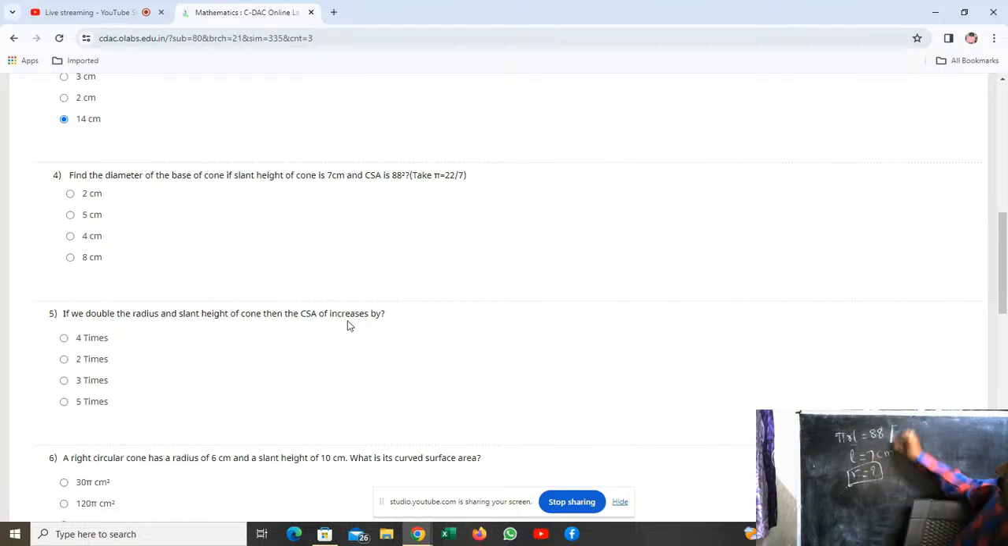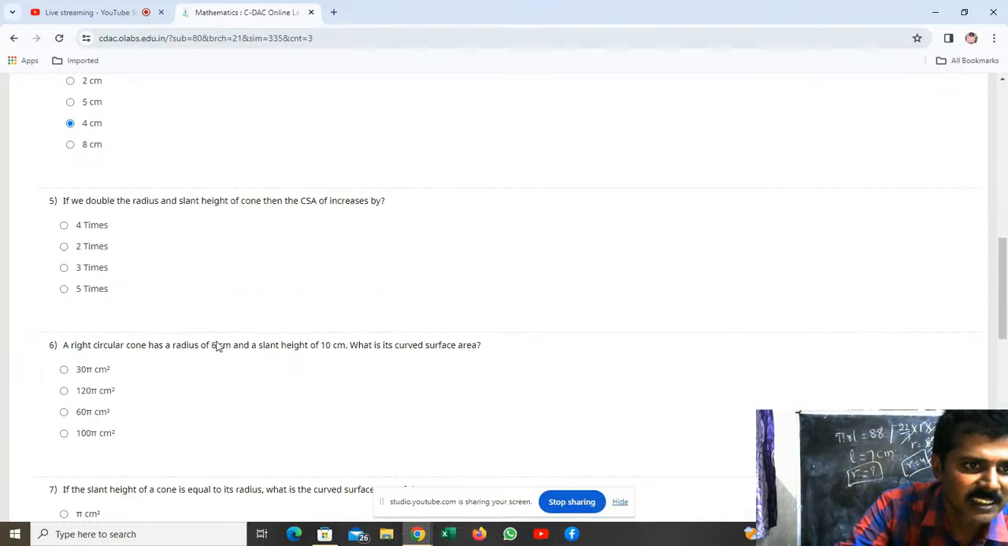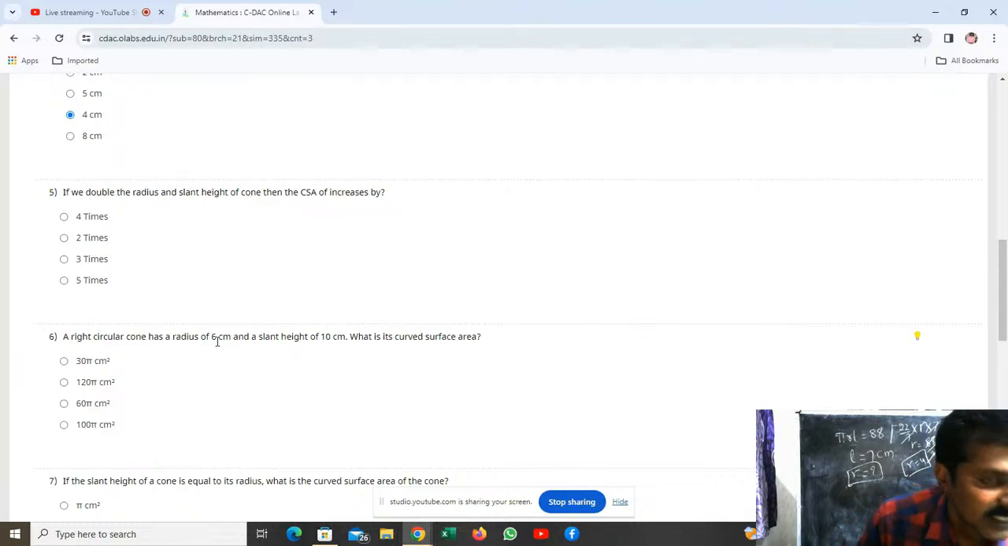In pi RL, I can write 22 by 7 into R into L, which is 7 as given, is equal to 88. 7 gets cancelled. R is equal to 88 by 22, which is 4. So R is equal to 4 centimeters. That's absolutely right. That's good. Super. So we get 4 centimeters as the right answer. Venkatesh also, that's nice.